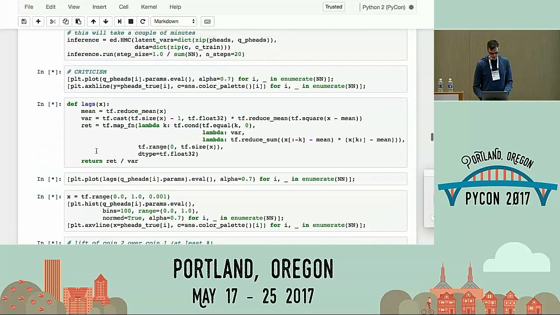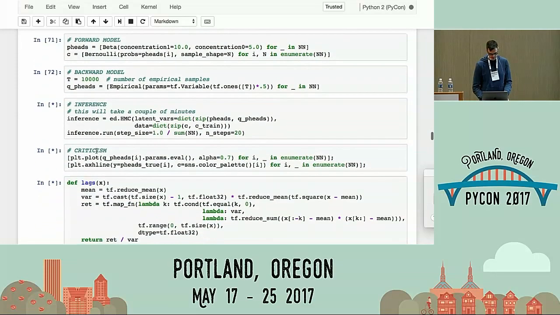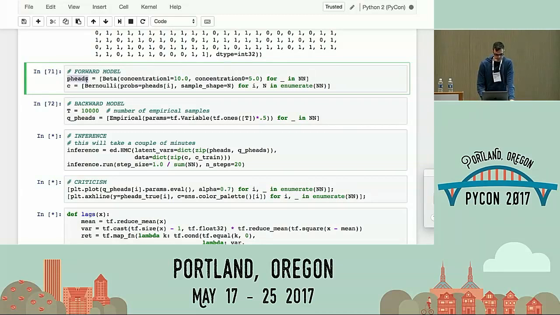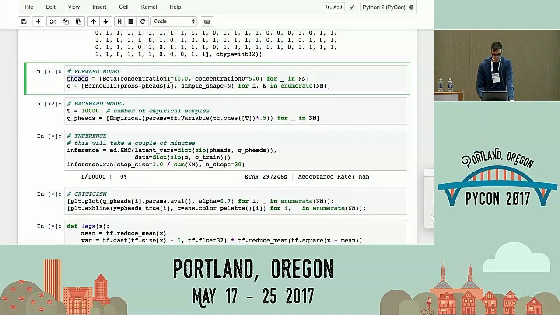And if I do that, this will take a while. So as you can see here, what I do is I define p heads as a list. It's a list of betas now, and they're all the same. I have 4 coins, so this is the number 4. I'm just iterating through this, and I'm defining 4 beta distributions, all the same. So the same prior for all 4 coins.